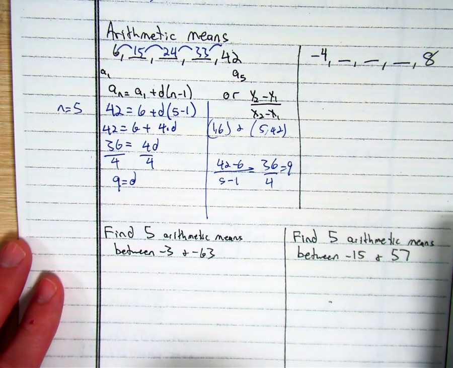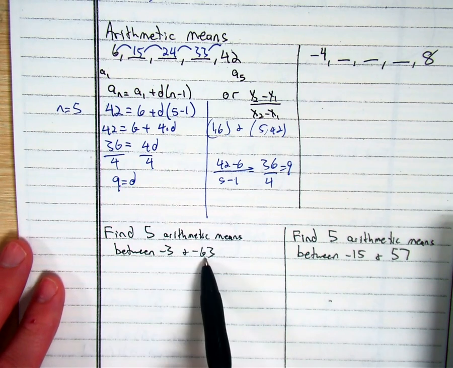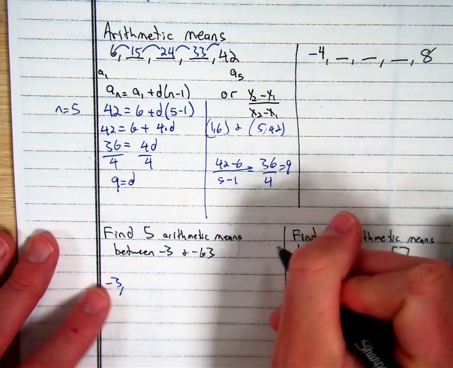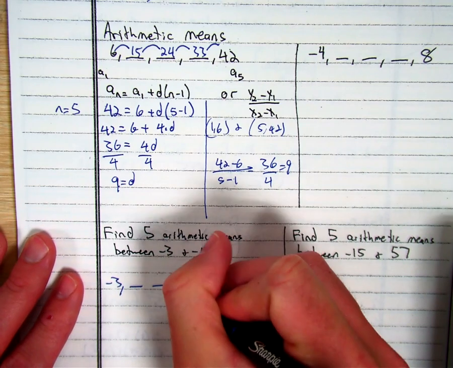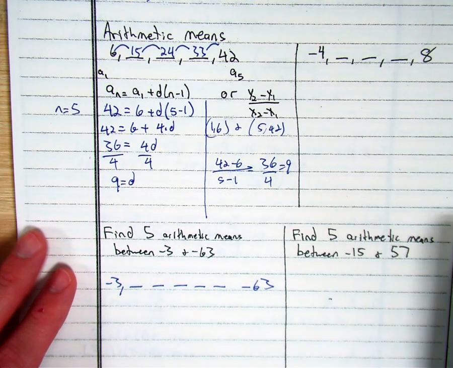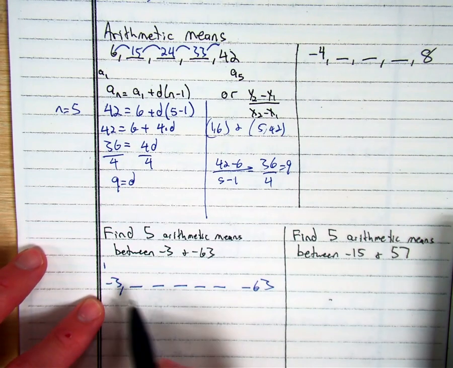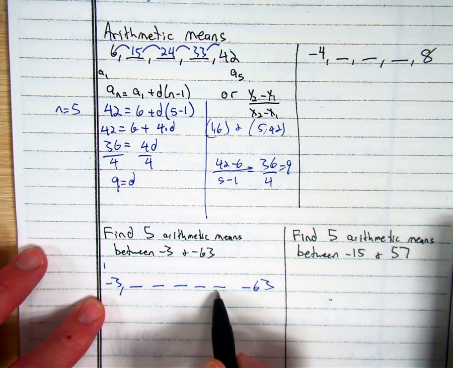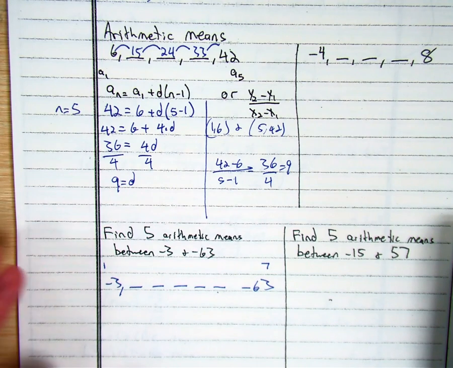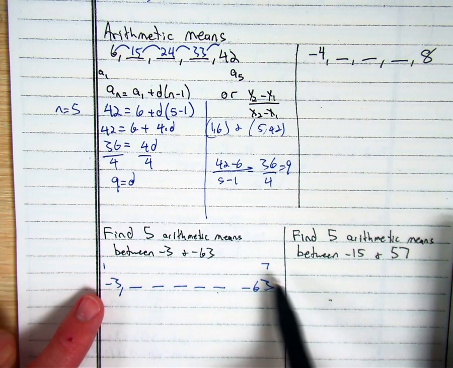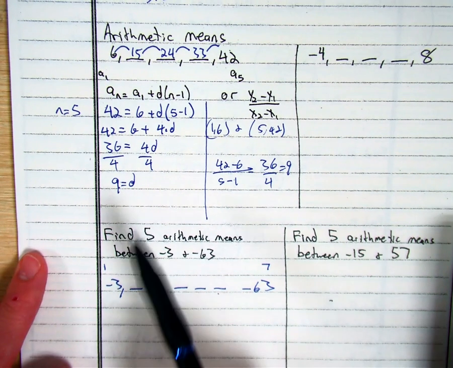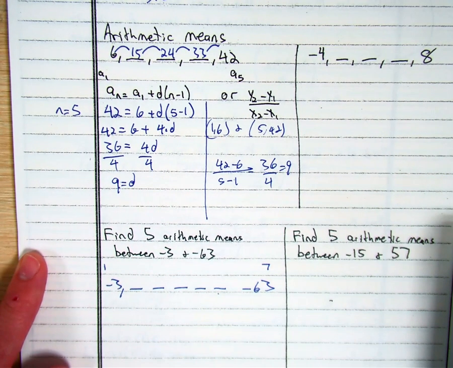Alright, so when it says find 5 arithmetic means between -3 and -63, I got -3, and then I got 5 blanks. 1, 2, 3, 4, 5, and then -63. So -3 is my first term. 2, 3, 4, 5, 6. -63 is the 7th term. Okay, so let's have you go through and find out what those blanks are. Give that a shot. You can either use the formula method or the slope method.